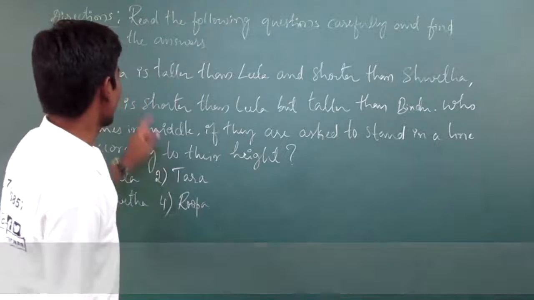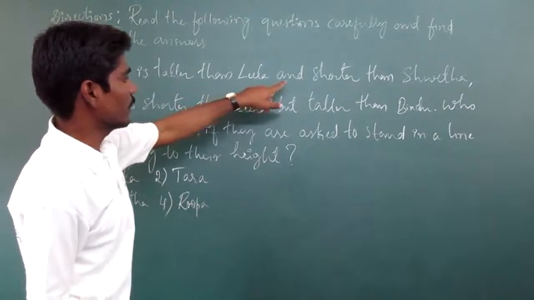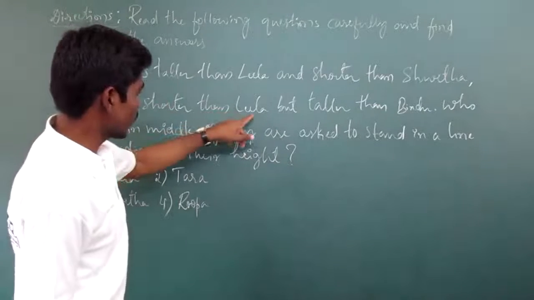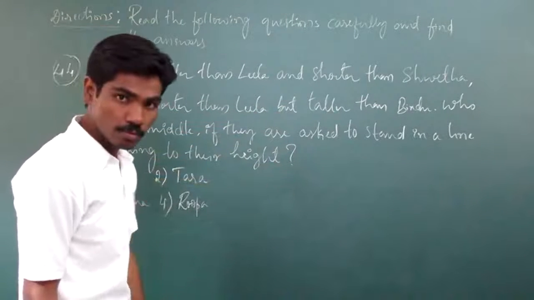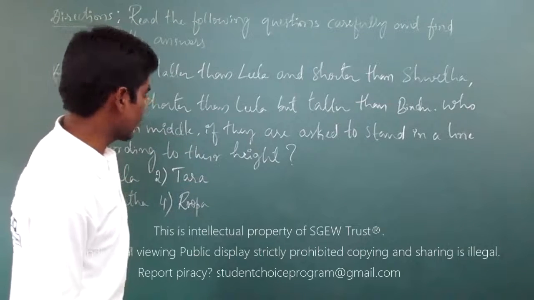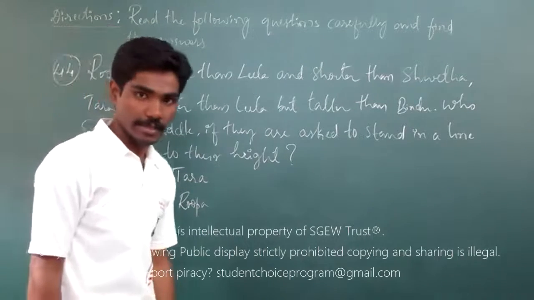The question is, Rupa is taller than Leela and shorter than Shweta. Tara is shorter than Leela but taller than Bindu. Who comes in middle if they are asked to stand in a line according to their height?